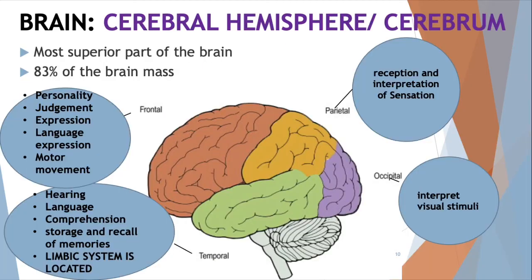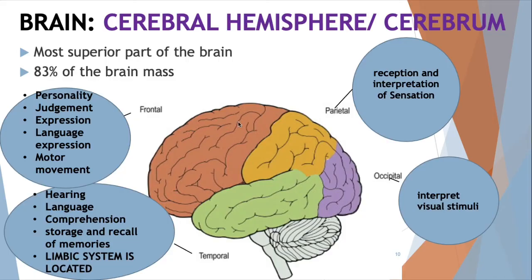Okay? We have the cerebral hemisphere or the cerebrum. It is the most superior part of the brain, and it is 83% of the brain mass. So our cerebral hemisphere or cerebrum is divided into 4 lobes. Okay? We have the frontal, the temporal, the parietal, and the occipital. Each lobe is responsible for something. So meron siya mga functions.